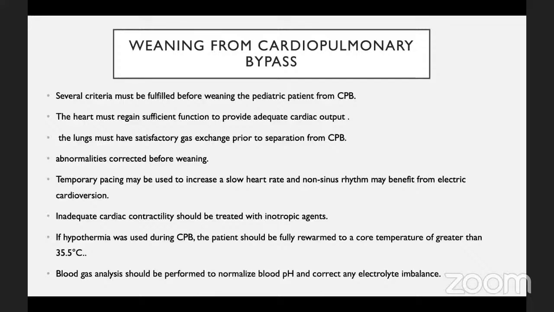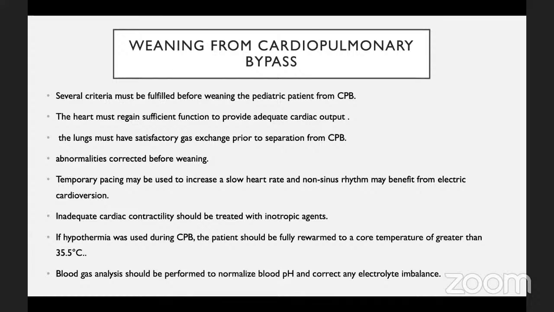Weaning from cardiopulmonary bypass, several criteria must be fulfilled before weaning the pediatric patient. The heart must regain sufficient function to provide adequate cardiac output. The lungs must have satisfactory gas exchange prior to separation. Abnormalities must be corrected before weaning. Temporary pacing may be used to increase a slow heart rate. Inadequate cardiac contractility should be treated with inotropic agents by the anesthesia team.